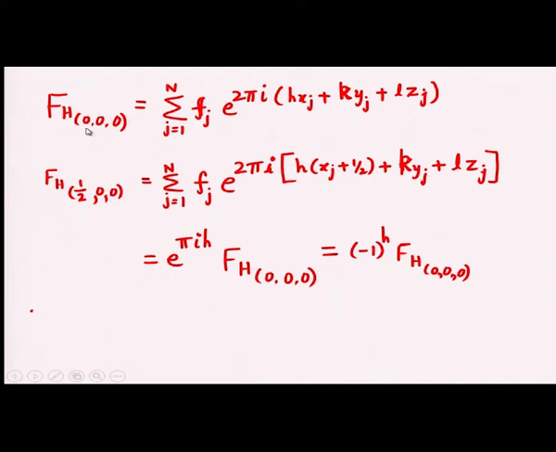Now, x is shifted from 0 to half, y j is shifted from 0 to half. So now we have two terms here: instead of x j, we have x j plus half, and instead of y j, we have y j plus half. So now we have two phase factors coming out from this exponent, one is e power pi i h, the other is e power pi i k. So finally, we get minus 1 power h plus k.